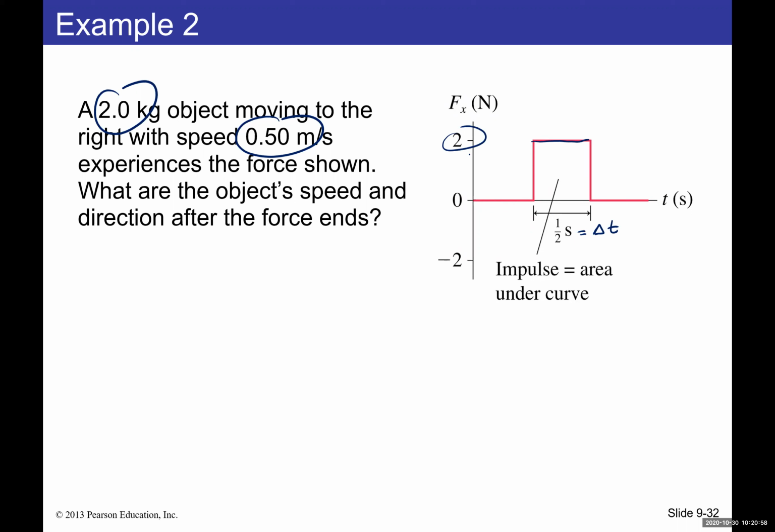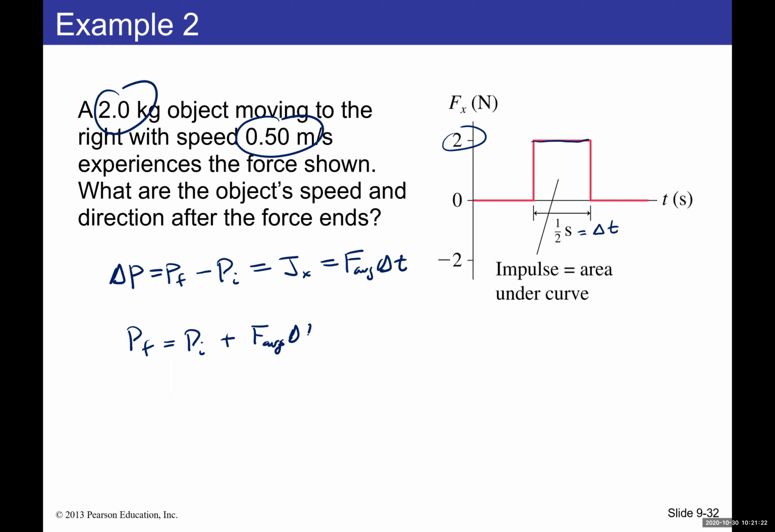So all right, that means I can do this. Delta p equals p final minus p initial, and this equals Jx, which equals the average force times delta t. Then I can say p final equals p initial plus f average delta t, which is basically my impulse. So what is p final? It's mass times v final. P initial is mass times v initial, plus average force times delta t. Remember, my goal here is to find the final speed.